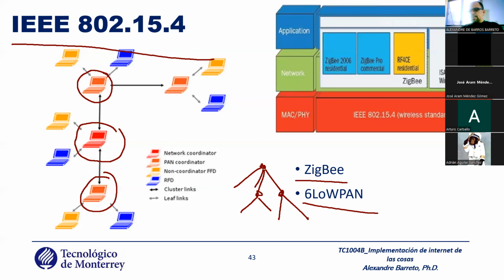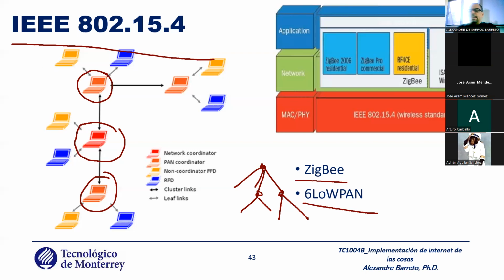When ZigBee was developed, people thought it was the protocol to use in IoT. But ZigBee has some problems. For example, ZigBee doesn't have a lot of security features. At that time, security was not as important as now. Another problem is that ZigBee is not scalable.